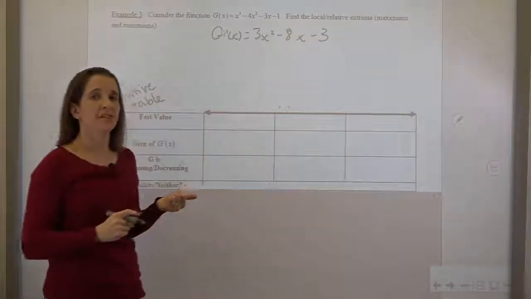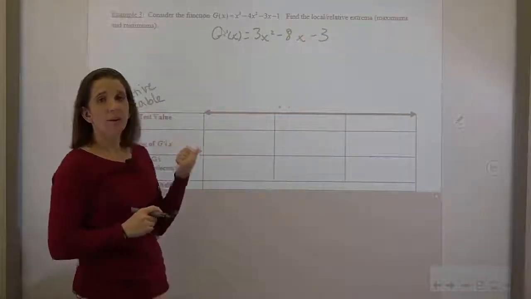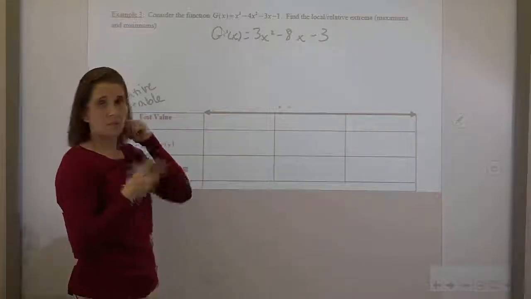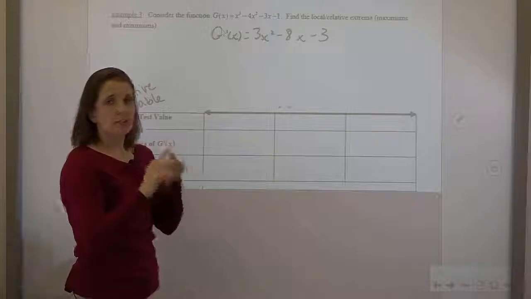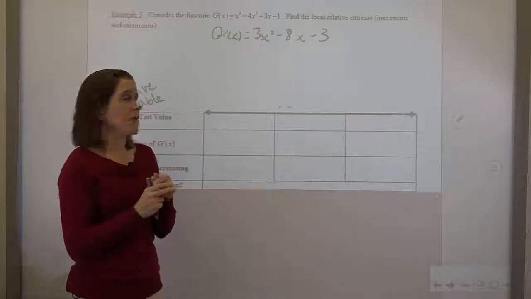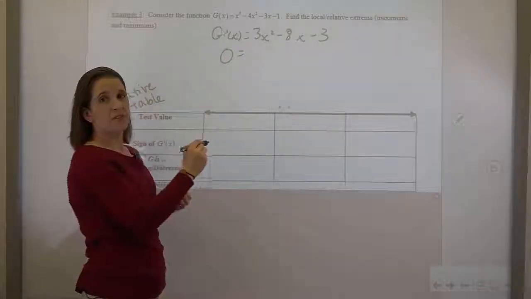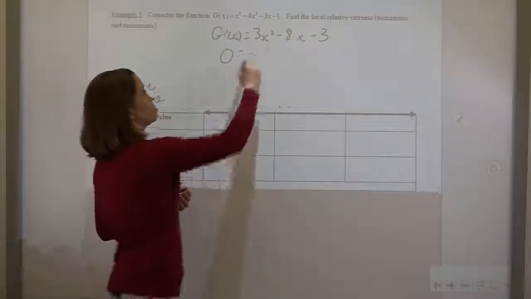Now I don't want you to forget to check. There are no places this derivative would not exist, but you at least need to think about it because there will be problems where there are. But there's no division, there's no roots, so there's no places where that will happen. So then I'm left just looking for the places where the derivative equals 0, and it's going to be a factoring problem.